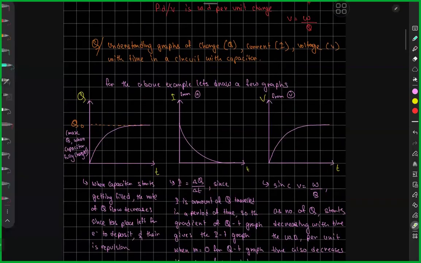Why is that happening? Let's see the initial curve. What is this telling you? The gradient, del Q by del T. Okay. So change of my inflow of charge divided by the time it took to come there. So initially, as you see, it is very steep. So a lot of charge is coming per unit time. As time proceeds, the amount of charge coming in per unit time decreases and plateaus down to zero. Okay. The rate of flow of electrons decreases.